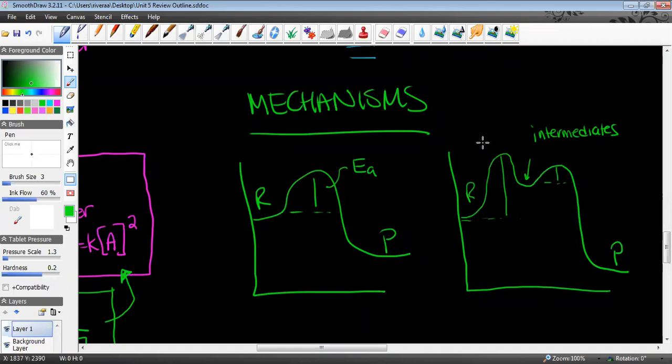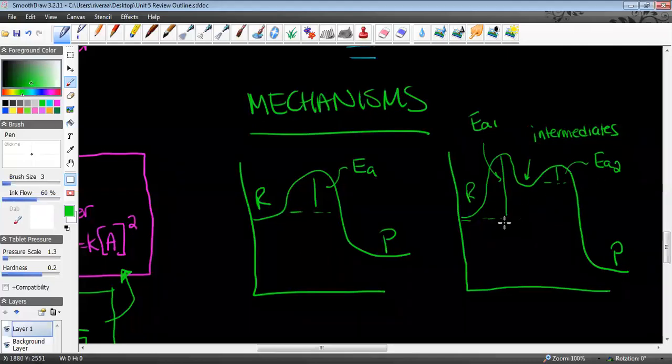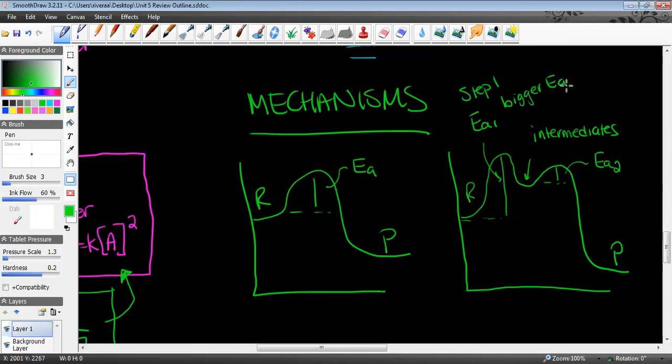So here is activation energy number 1. We talked about this a little bit earlier in the week. This is EA number 1, and this is EA number 2, activation energy number 2. Which activation energy is bigger? Clearly, step 1 of this particular mechanism has a higher activation energy. If step 1 has a bigger activation energy than step 2, it's going to be what we call the rate limiting step. That's our slow step.